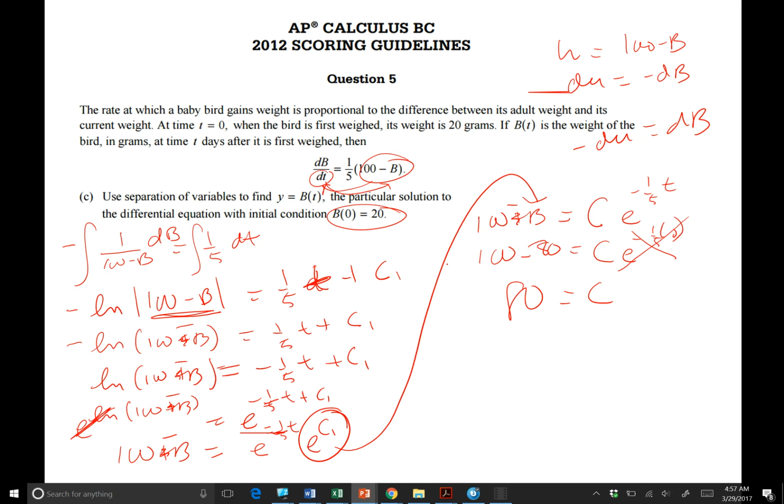So we're going to go ahead and plug back in to this one right here. So 100 minus b equals 80 e to the negative 1/5 t. And typically on separation of variables, they like it solved for b. So I'm going to move the 100 over to the other side by subtracting it. So negative b equals negative 100 plus 80 e to the negative 1/5 t. Excuse me. And then we're going to switch our signs because we're going to divide by a negative. So that would be my final answer there. And they would probably write it as b of t equals.